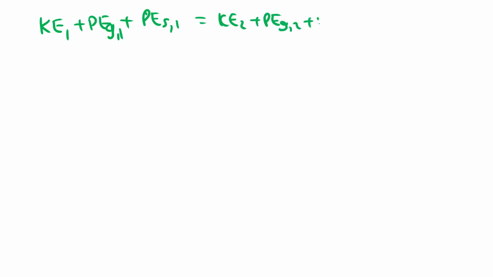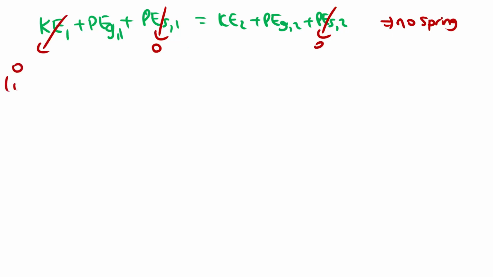First thing is that we have the kinetic energy at 1 plus the potential energy due to gravity at 1, plus the potential energy due to spring at 1, equals kinetic energy at 2, plus potential energy due to gravity at 2, plus the potential energy due to spring at 2. And then we know that at point 1 there is no spring. And then the velocity at 1 is 0. Therefore, kinetic energy is 0.